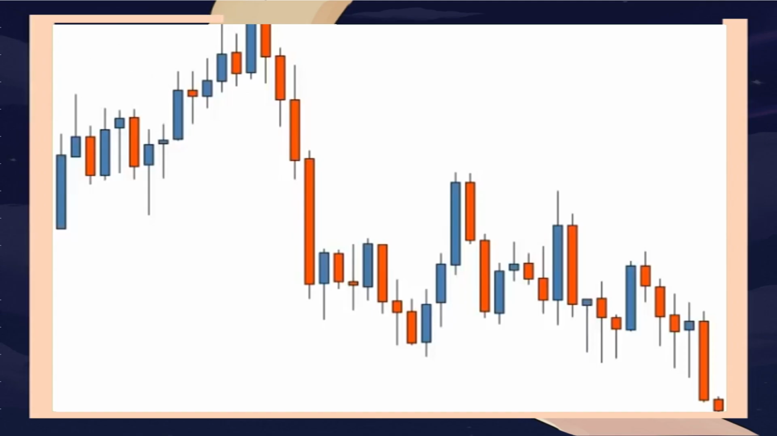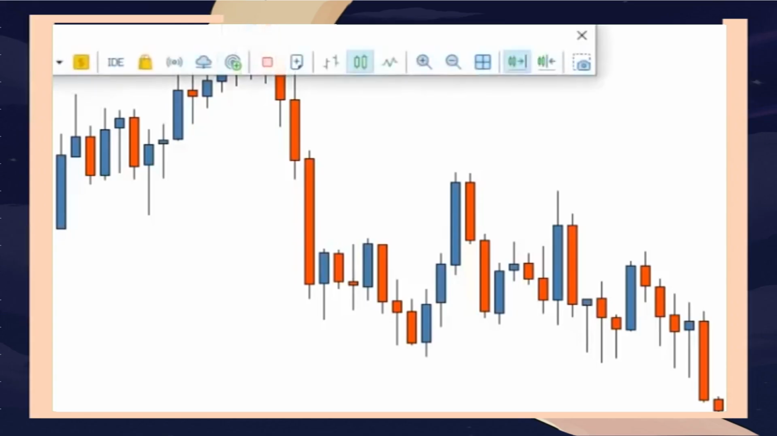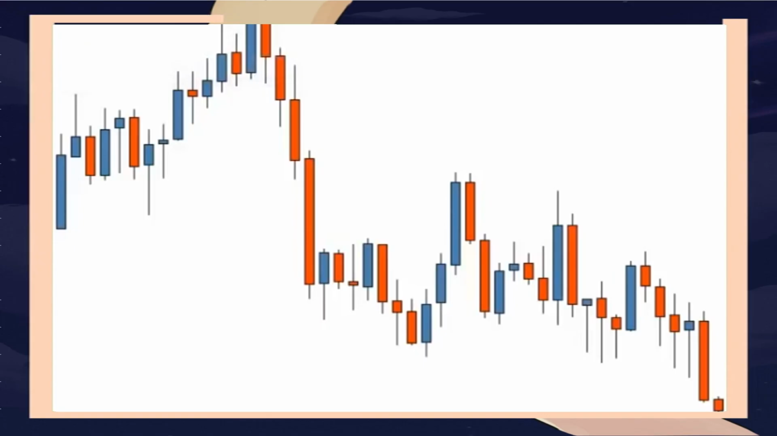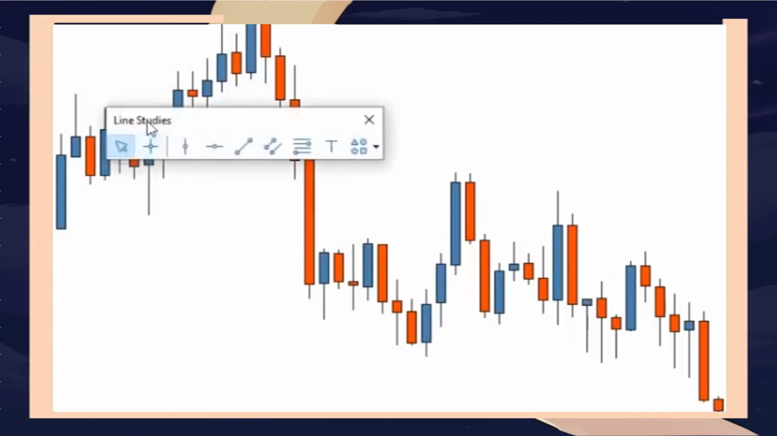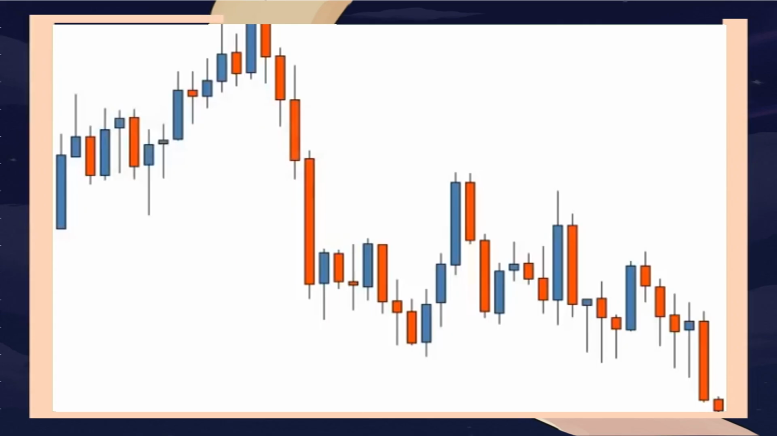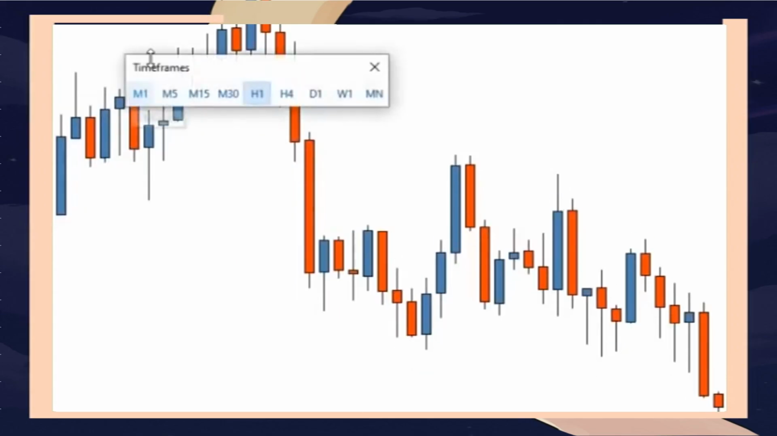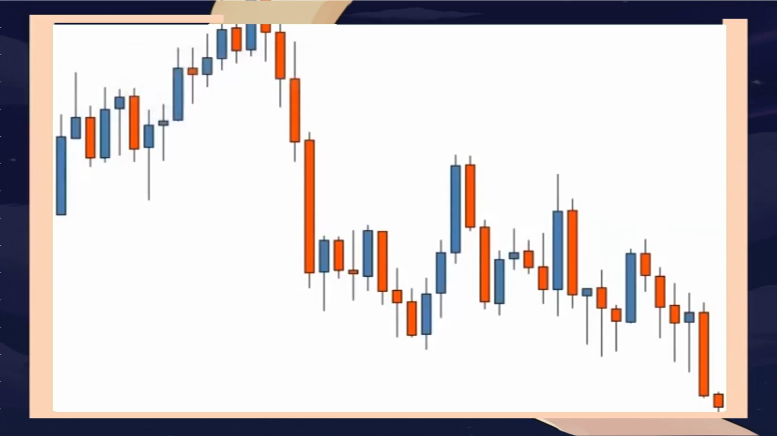I'm going to edit or customize every one of the toolbars right here. We've got this, which is called the standard toolbar, and this is called the line studies. And we've got the time frames, which is this last one here. It is called the time frame toolbar. So I just want to arrange every one of them. The first thing I want to do is the standard toolbar. I'm just going to right-click on it, and I'm going to click on customize.